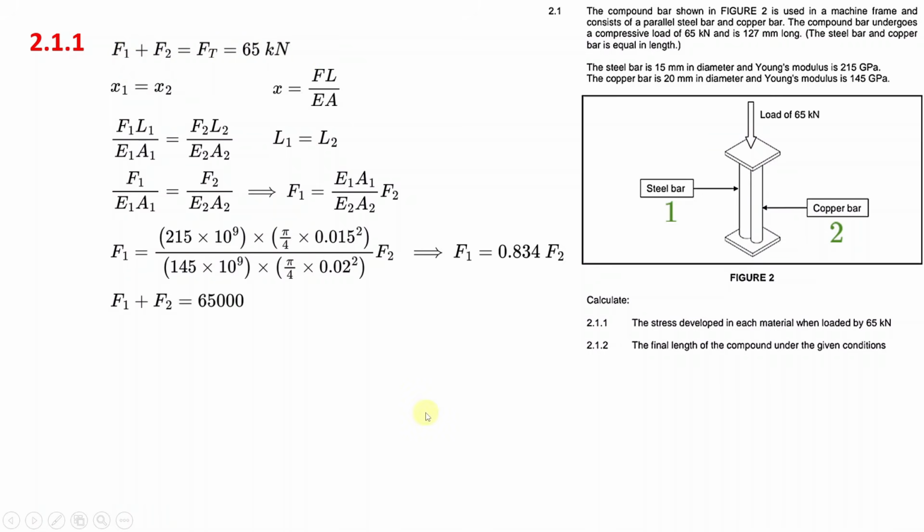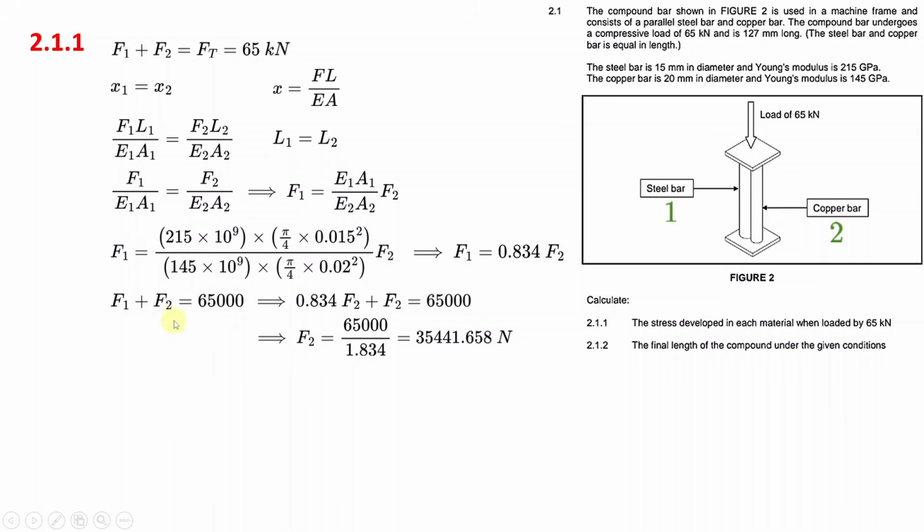So what you can do is replace F1 here by this expression, 0.834 F2. And then this equation will just have one unknown, which is F2. So if you do that, that is what you get here. And then you can solve for F2, and you will find F2 to be equal to 35,441.658 newtons. Once you have F2, then you know that F1 plus F2 is equal to 65,000.